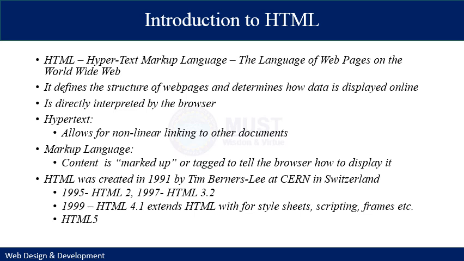HTML was developed by Tim Berners-Lee in 1991 at the CERN laboratories in Switzerland. However, later versions were implemented: in 1995 we had HTML 2, in 1997 HTML 3, in 1999 HTML 4, and around 2010 HTML version 5.